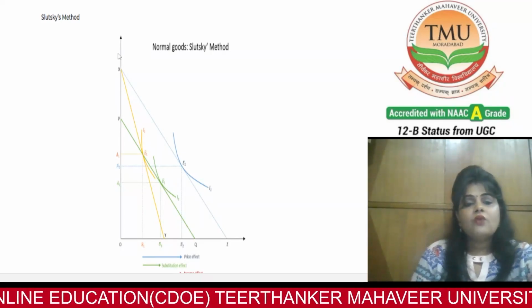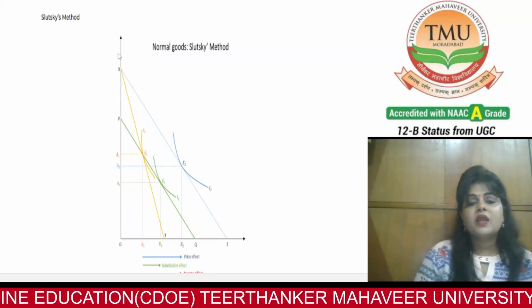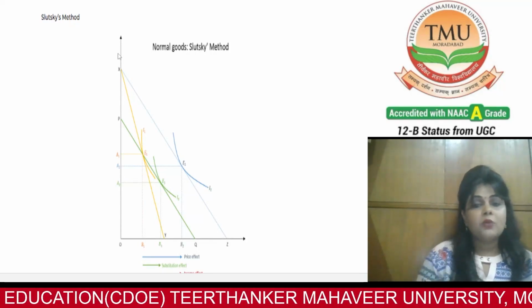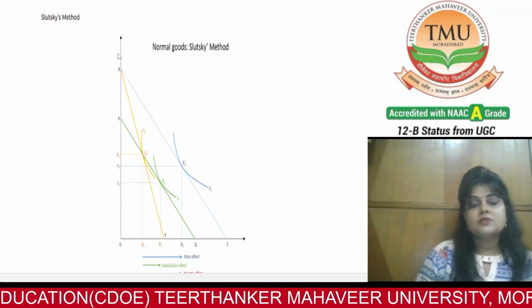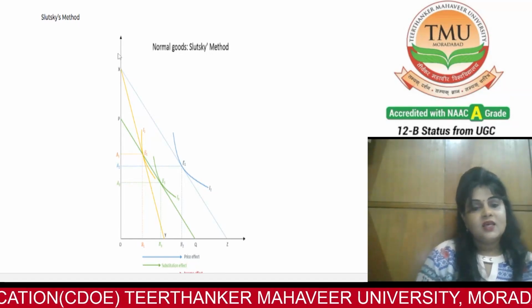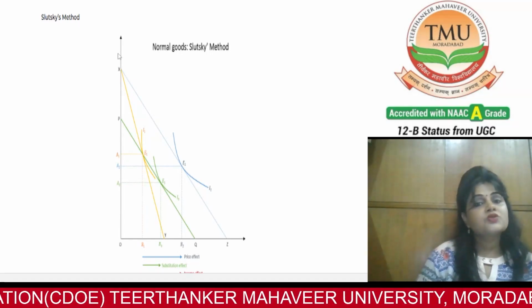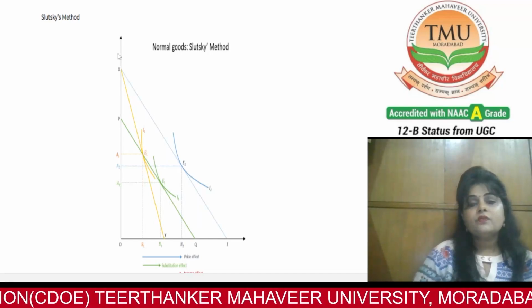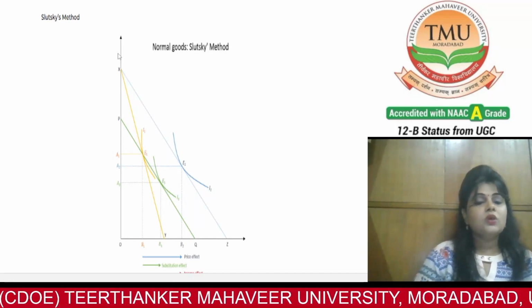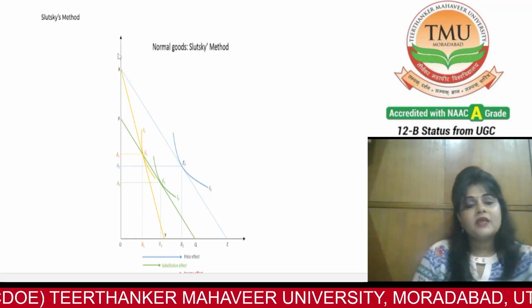As the price of a commodity falls, it becomes cheaper in comparison to other commodities, leading to a substitution effect. The real income of the consumer also increases because its purchasing power also increases, leading to the income effect. Both of these make up the price effect.